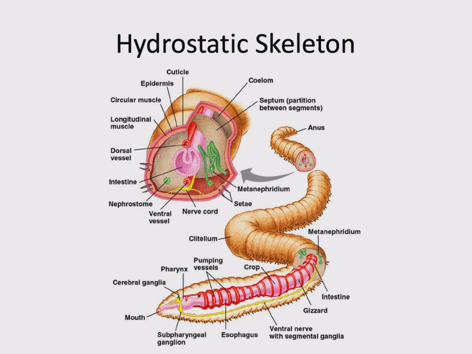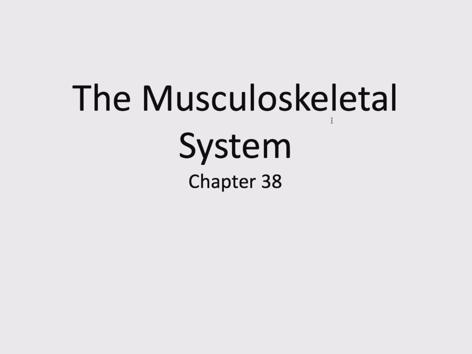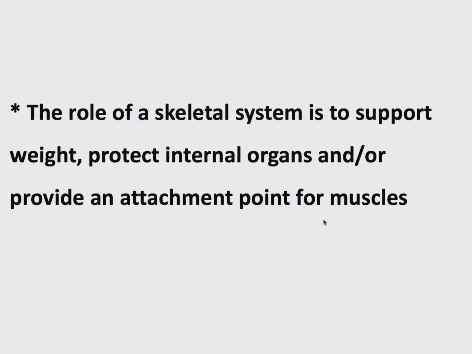So that's why this chapter is called the musculoskeletal system. The skeleton and the muscles are closely associated with each other. You need a skeleton for your muscles to work. If you didn't have an attachment point for muscles, they would just sort of squeeze and contract back and forth, but they wouldn't be able to actually move anything. So it's important to appreciate the skeletal system is an attachment point for muscles in addition to all this stuff.